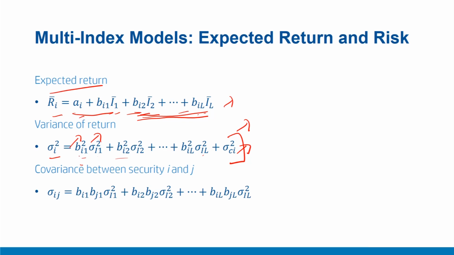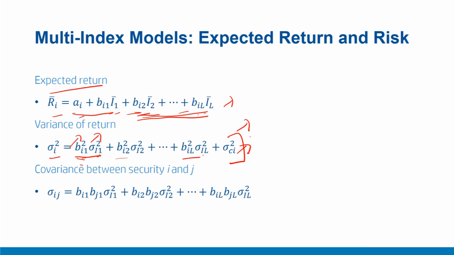So it is also very similar to the single index model where we had just one term, which is bi1 square into sigma I1 square. Now that we have L indices, we have bil square into sigma Il square, so up till L terms. But again, very similar to the variance of the single index model.